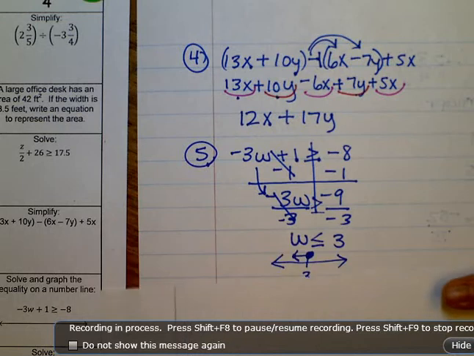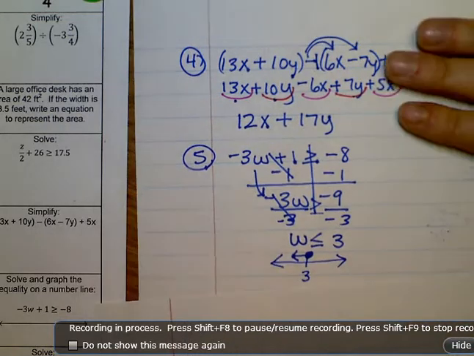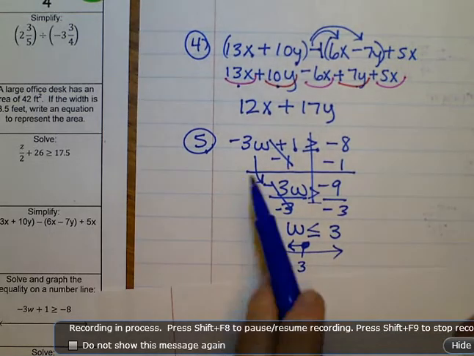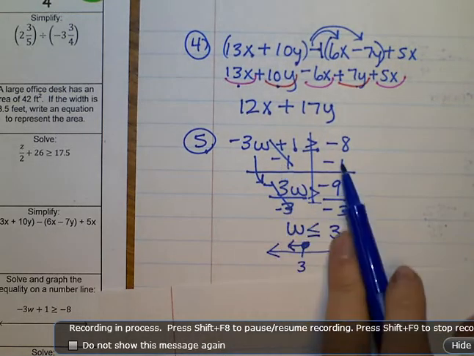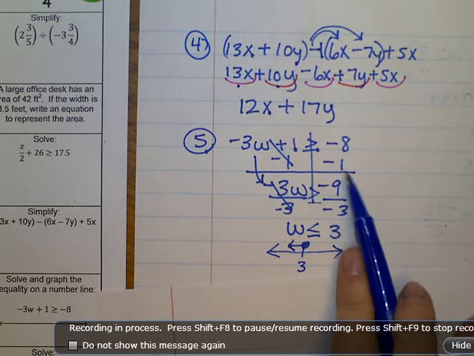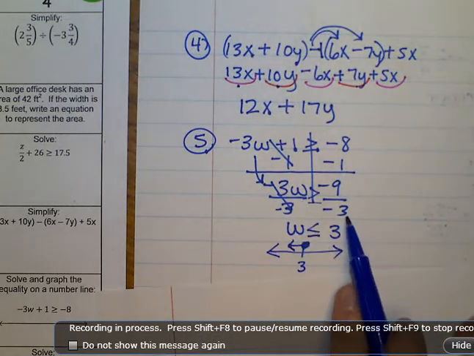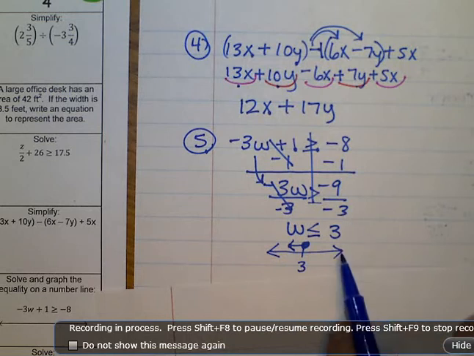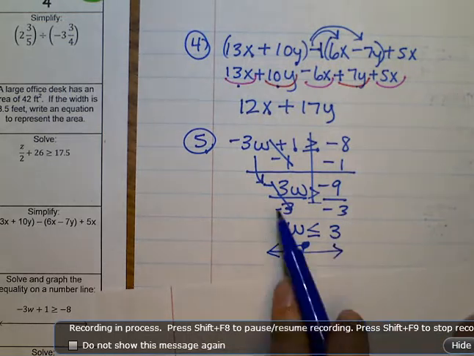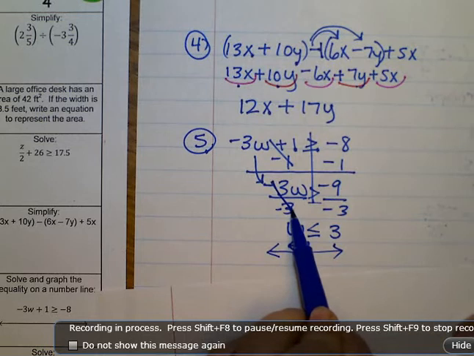Okay, number 5, we're solving the inequality. We do PEMDAS backwards. So we're going to do our subtraction first. So negative 8 minus 1 is negative 9. We're going to divide by negative 3. Negative 9 divided by negative 3 is positive 3. And then we're going to get rid of the inverse operation because it just makes 1. So we're bringing down the w. W is less than or equal to 3.